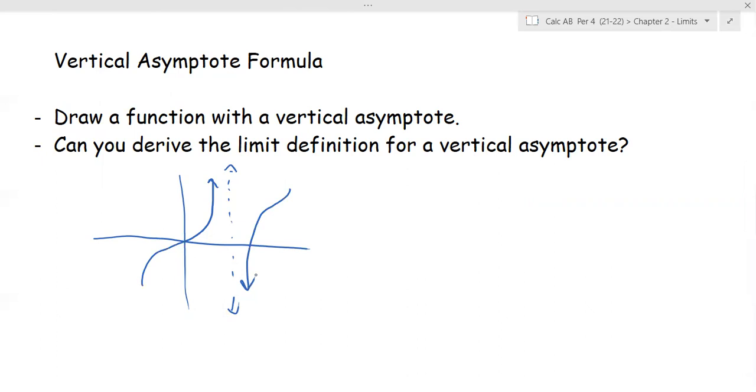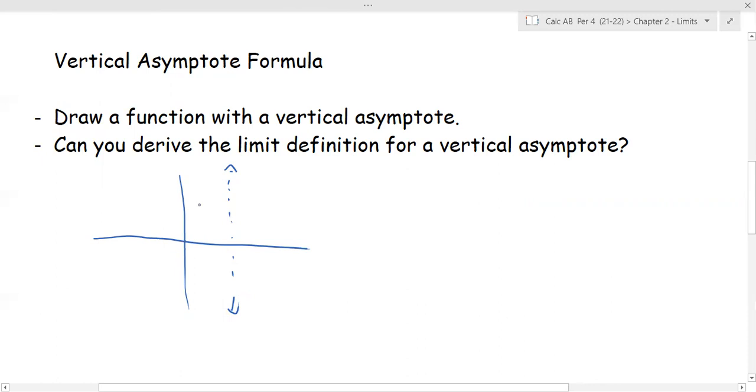And actually, let's just do one side instead of the other. So we have some function that's getting closer and closer, and it's going to hit that vertical asymptote and never actually touch it. So can you derive the limit definition for a vertical asymptote?